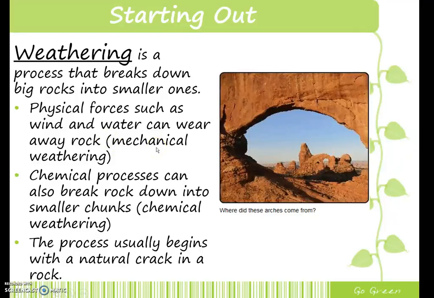Then we have chemical processes. If you think about the name, it has to do with chemicals. There are chemicals and different compounds out there in nature that can break down rocks. This is called chemical weathering. Both of these types of weathering usually start with a natural crack in the rock. If the rock already has an area of weakness, that's a perfect spot for weathering to happen.